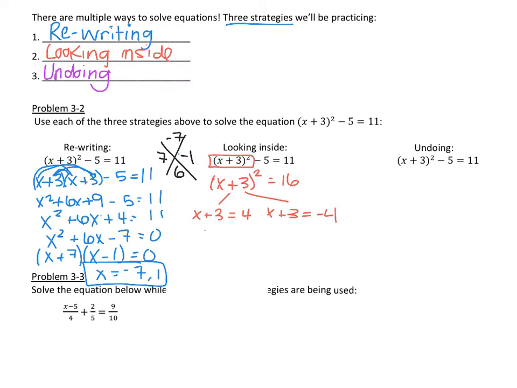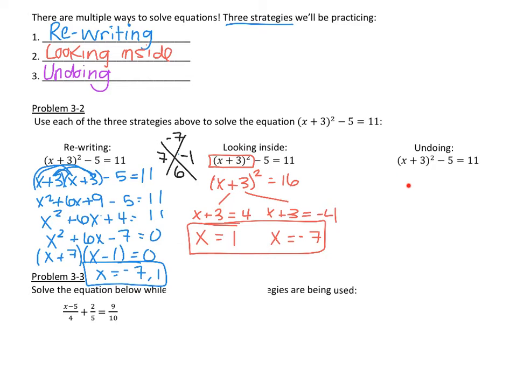And then look what happens when we continue solving. Subtract 3 from both sides right here, and 4 minus 3 is 1. Subtract 3 from both sides right here, and -4 minus 3 is -7. So I have arrived at the same answer. So here was my answer before. It just took a little bit longer to get there. Here, this looking inside, or taking a step back and kind of thinking a little bit harder about what this equation is saying, can really save you some time.